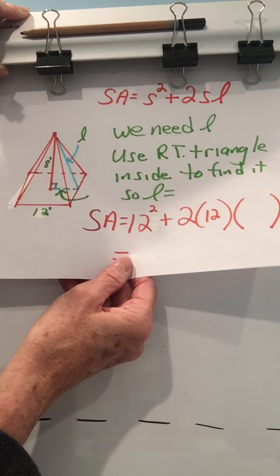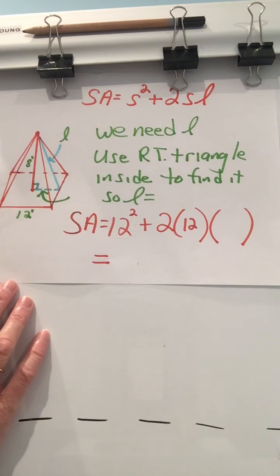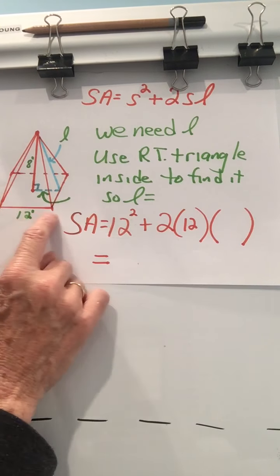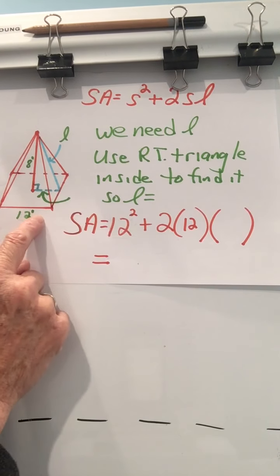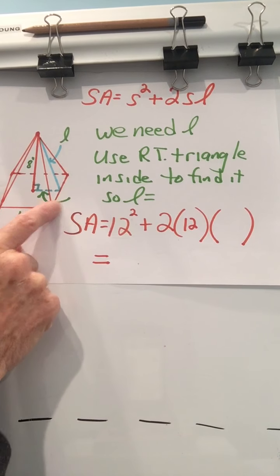So let's do an example. Here we go. We have a beautiful pyramid here, which has a base of 12. The side is 12 by 12. Now the problem here is we don't have the slant height. The slant height is not given to us.